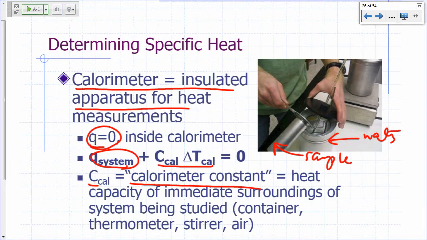So all of that extra stuff in there will absorb some of the heat or release some of the heat, depending on what's going on. So we lump all the heat capacity of all of these things into just one value. You call that the calorimeter constant. So your delta T cal would be the change in the temperature of all of these other things.